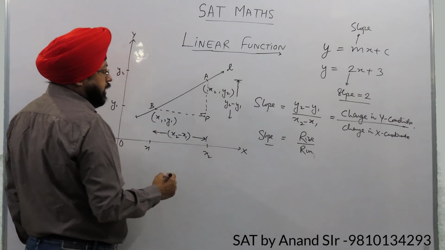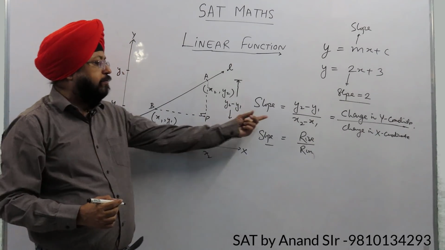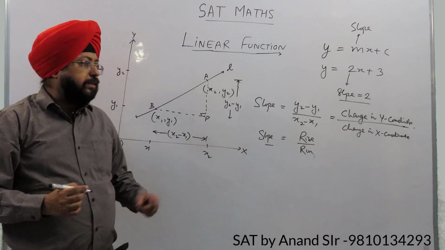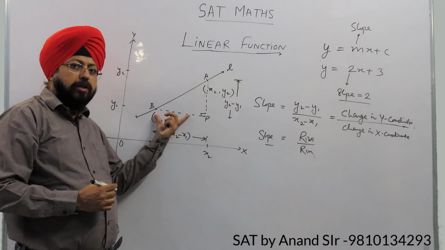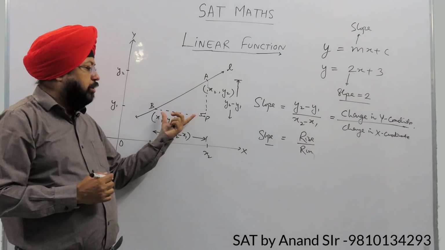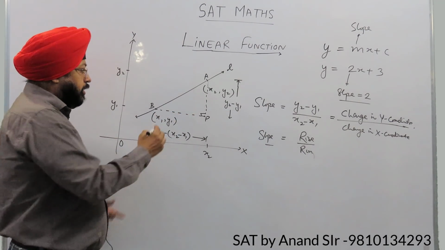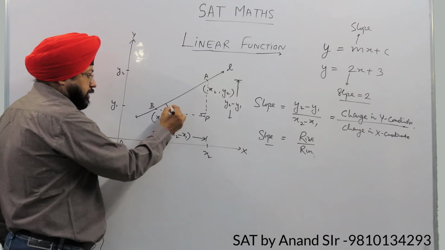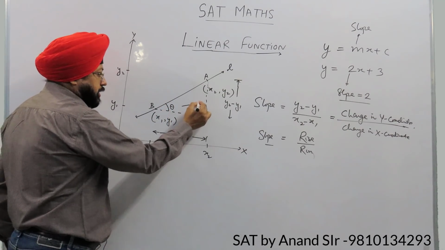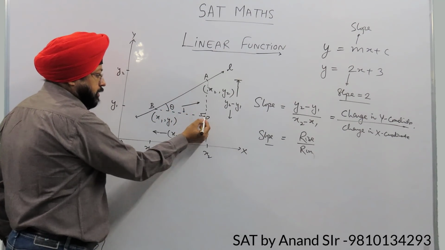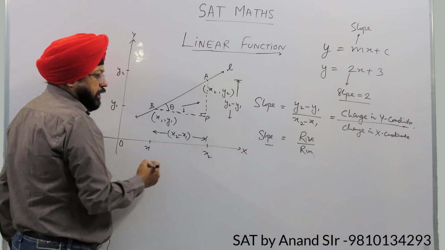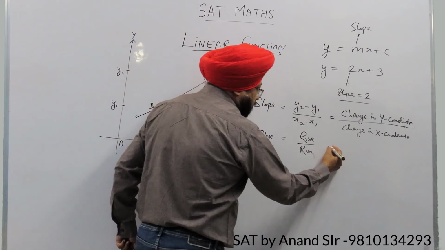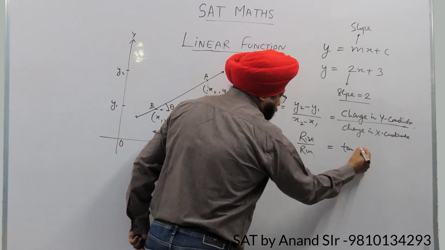So, when we talk about slope as y2 minus y1 over x2 minus x1, it means the change in the y coordinates over the change in the x coordinates. Now, just recall your knowledge of trigonometry. If I take this angle as theta, then opposite side over adjacent side gives you tan theta. So, the slope is also tan theta.